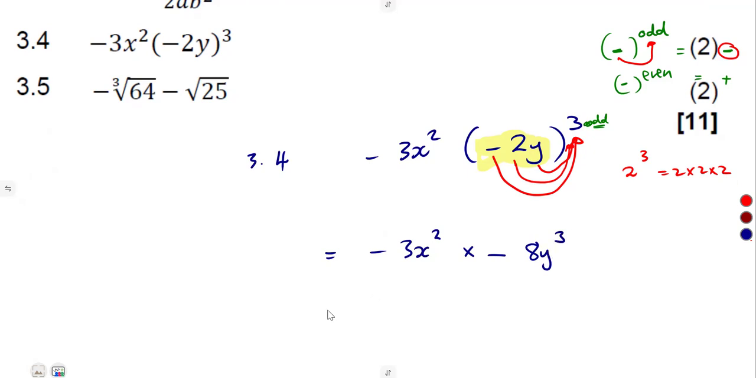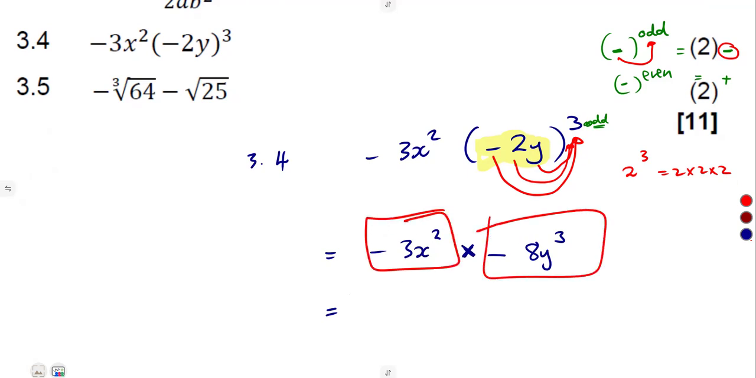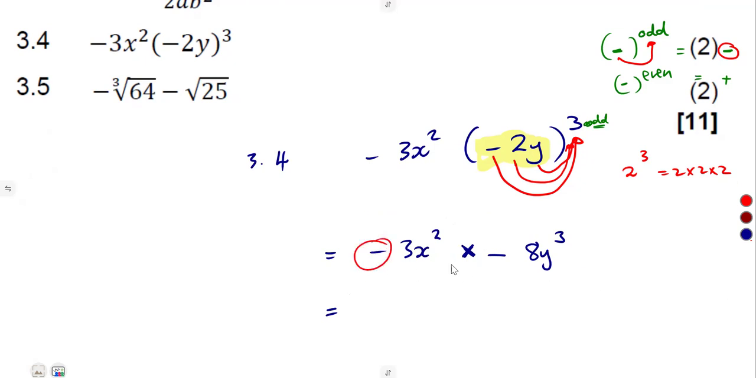So this is it. This is a product. We are multiplying the first term by the second term. So we must consider first the signs, negative by a negative. What happens if you multiply that? It gives us a positive. So the answer is going to be positive. Writing a positive or not writing it is the same, so you can even ignore that one.